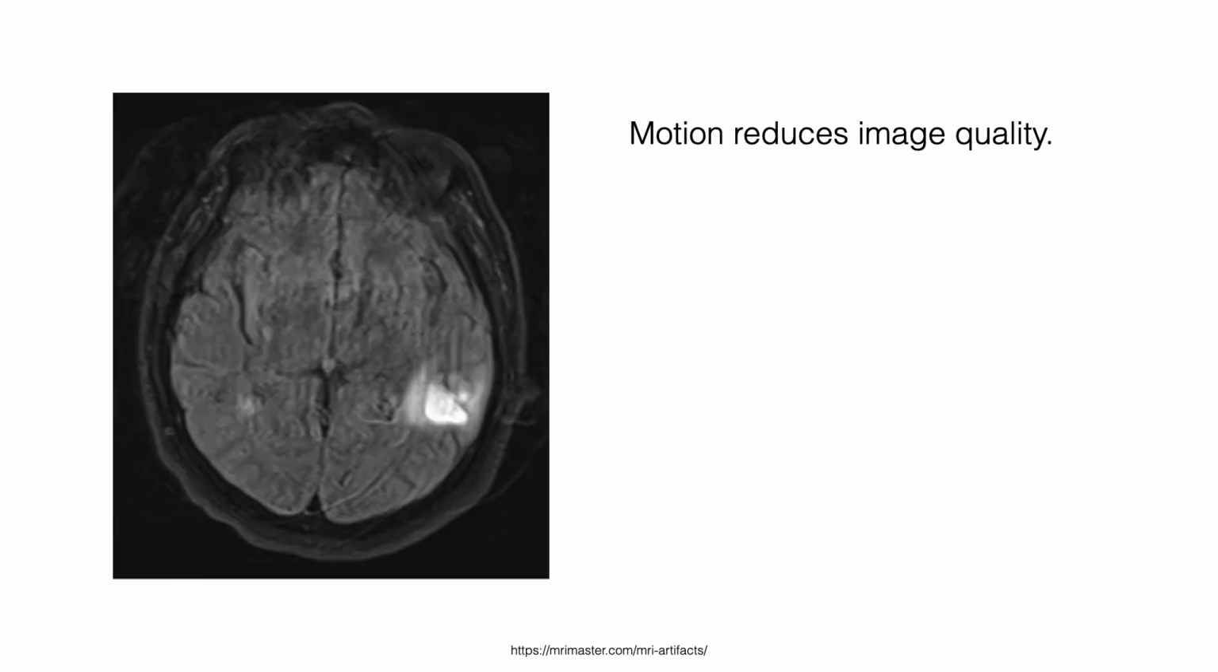Finally, even though signal-to-noise ratio increases with the number of averages and the readout time, this lengthens the overall scan time and provides more of an opportunity for motion. Motion, of course, reduces image quality. It leads to motion artifacts like what you're seeing on the left here. So again, signal-to-noise ratio is related to the image quality, but it's not the end-all be-all of image quality.